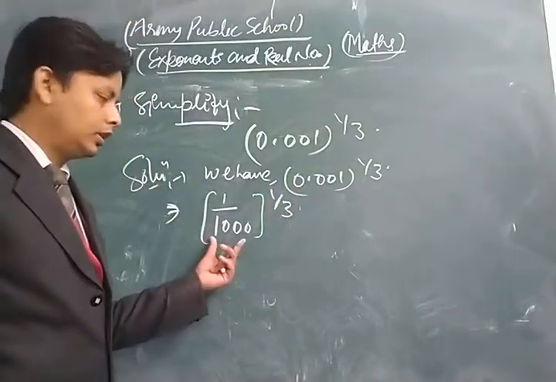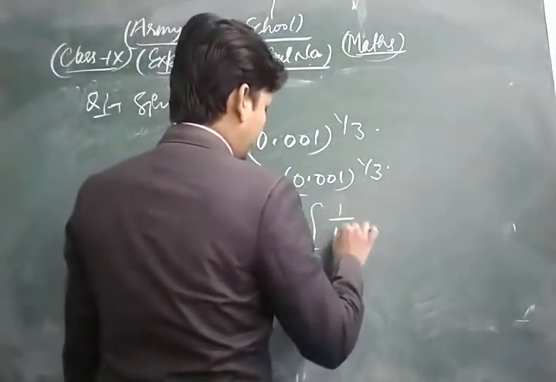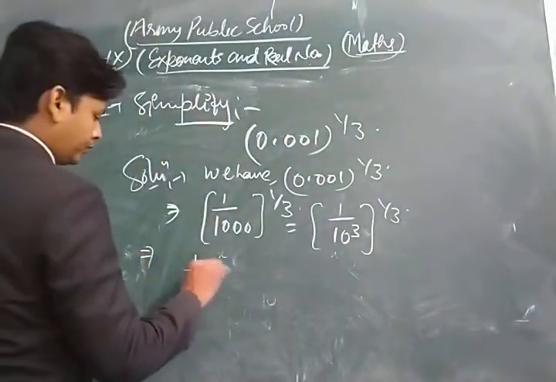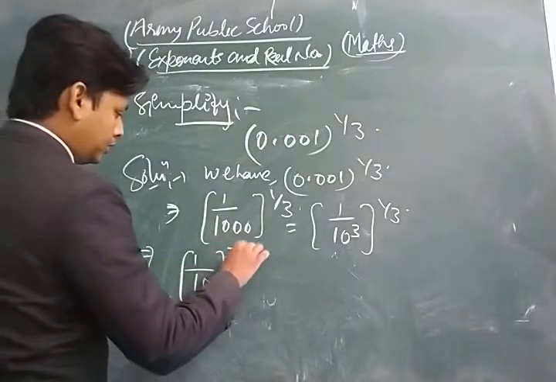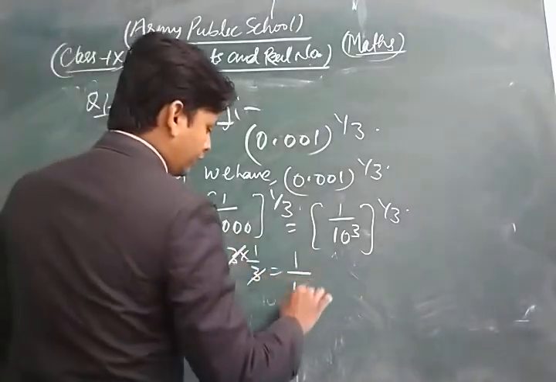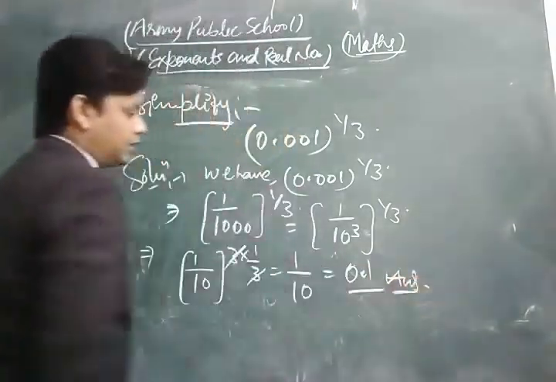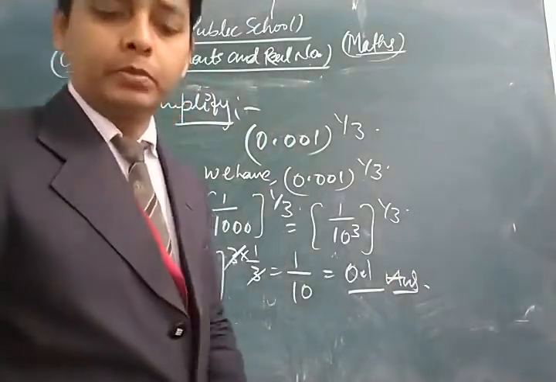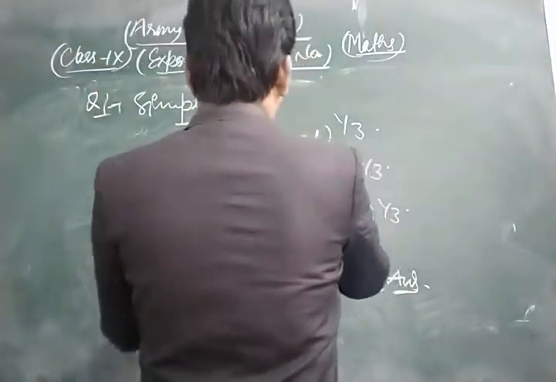Now 1000 is the cube of 10, we know that. So this is 1 upon 10 to the power 3 to whole power 1 upon 3, or we can write 1 upon 10 to the power 3 multiplied by 1 by 3. So 3 cancel each other, so we get 1 upon 10 or 0.1. This is the required solution of this very basic question, dear students. So please do more and more practice of that type of question. Now we take and solve some other important questions based on this topic.